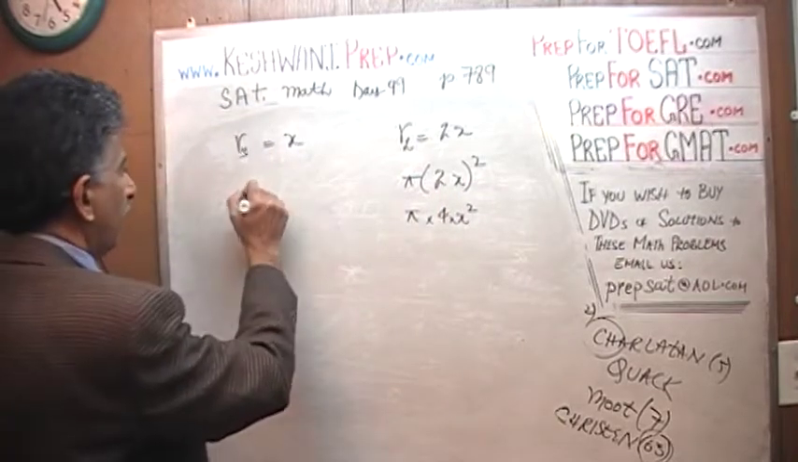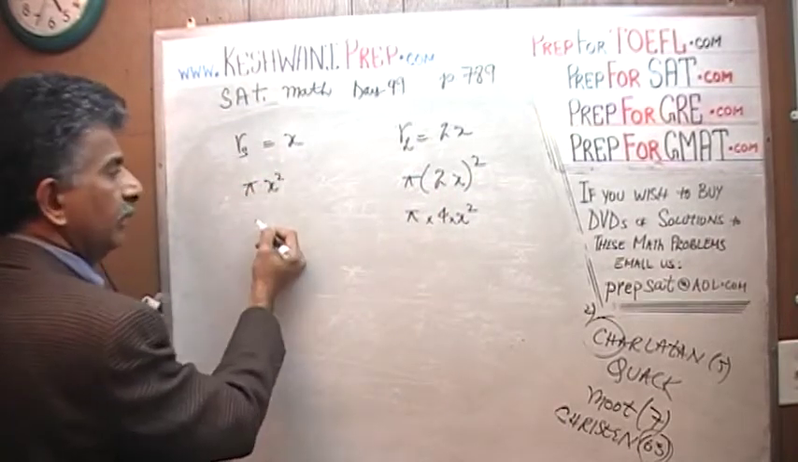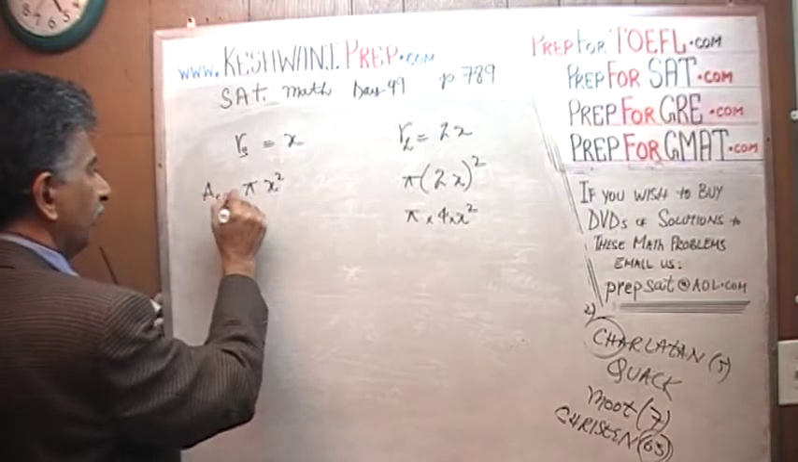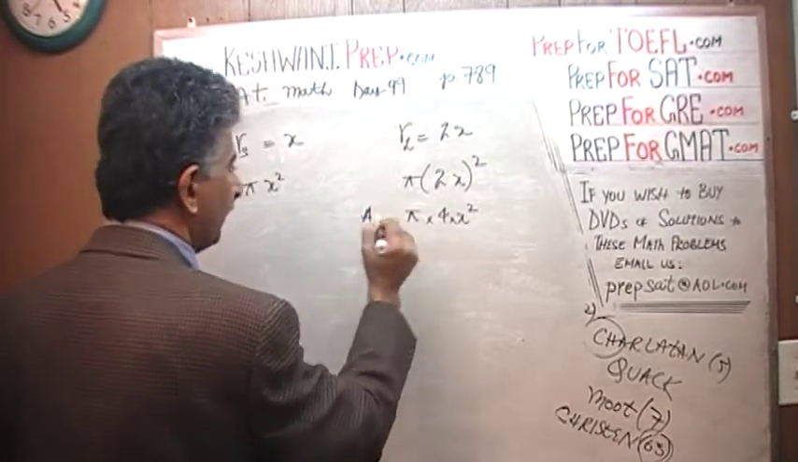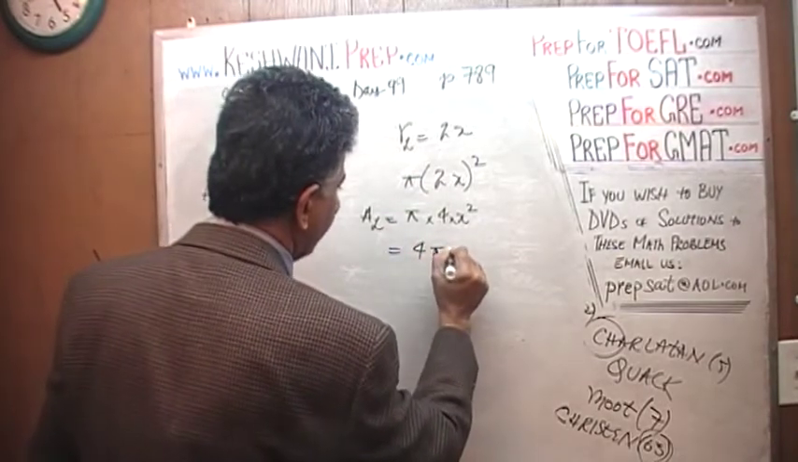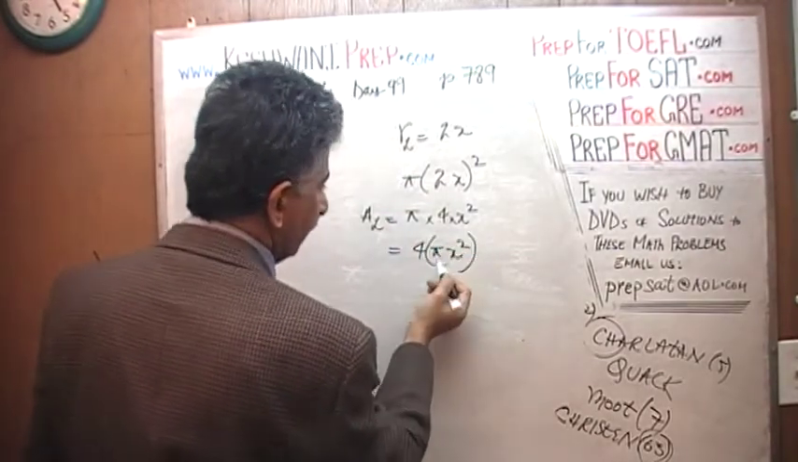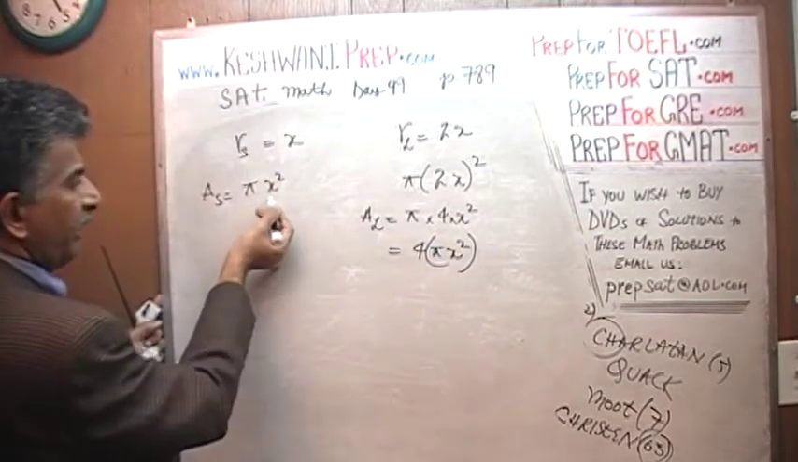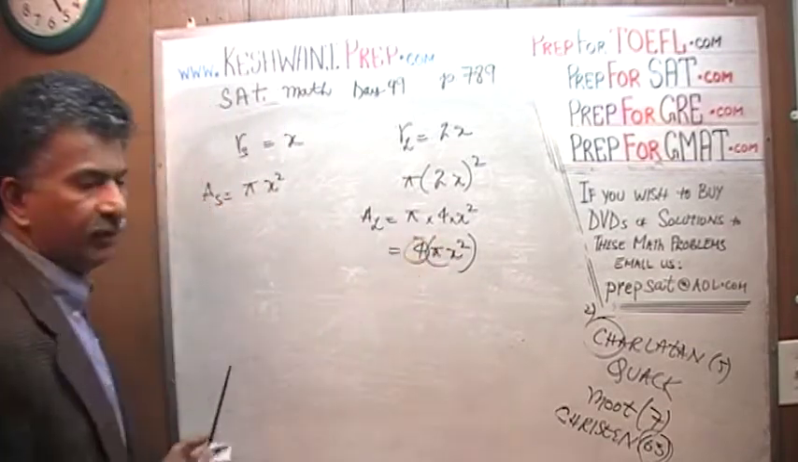And here it's going to be pi r squared. So this is the area of the small circle. This is the area of the large circle. And this is the same as 4 times pi times x squared, and this is pi times x squared. As you can see, it's 4 times as much.